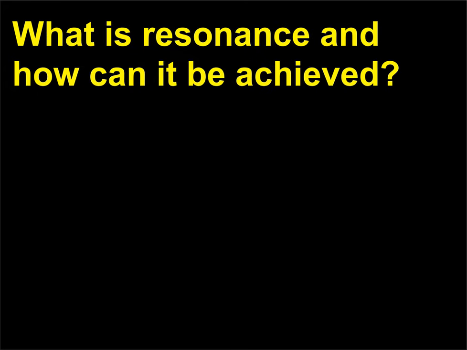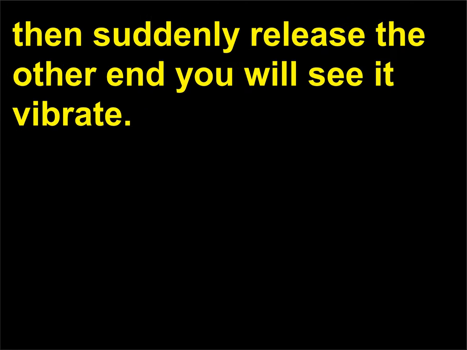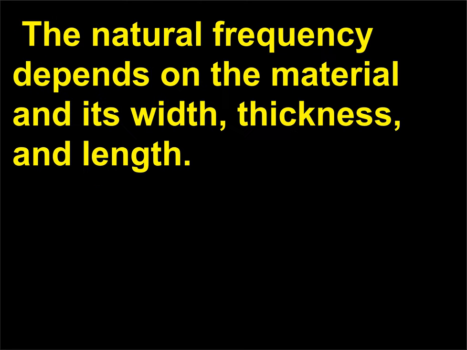What is resonance and how can it be achieved? All objects that can vibrate have a natural frequency of oscillation. If you hold one end of a ruler on a desk and push down the other end, then suddenly release it, you will see it vibrate. The natural frequency depends on the material and its width, thickness, and length.